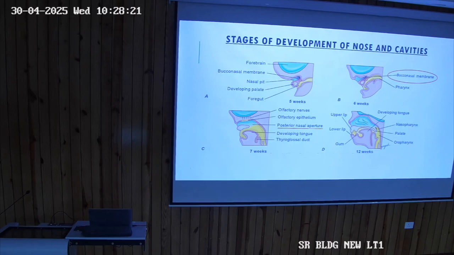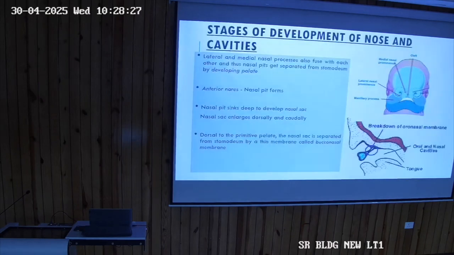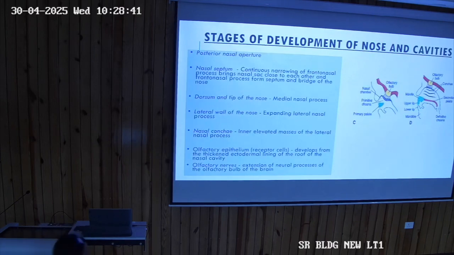So you have olfactory epithelium in the roof and olfactory rootlets which are derived from the olfactory bulb. Next, we have discussed this part. This is bucco-nasal membrane. So rupture of this membrane, it is going to form posterior nasal aperture. So this is in all a summary. What are the parts which are going to form the nasal cavity? Okay. So we have posterior nasal aperture by the rupture of bucco-nasal membrane.